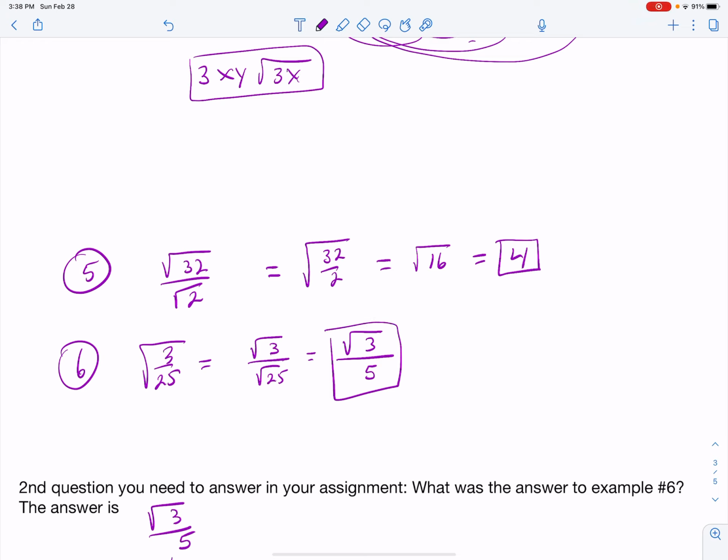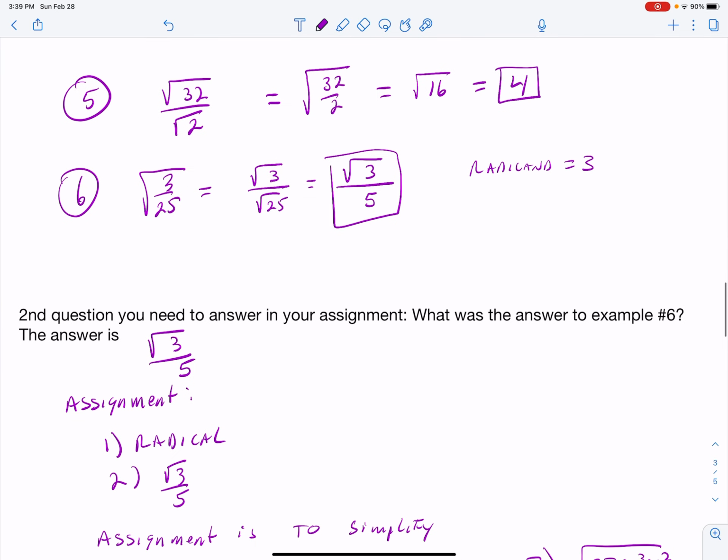How do I know that? Because my new radicand here is now 3. And so I have to ask myself those 3 questions. Are there any perfect square factors in 3? No. Is 3 a fraction? No. Is there a radical in the denominator? No. Our denominator is 5. We don't care if there's a radical in the numerator.